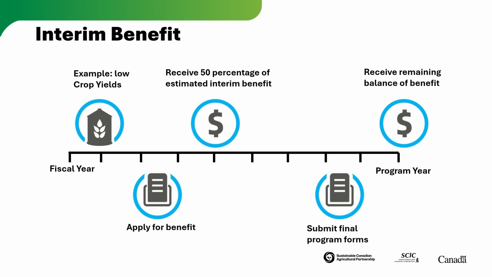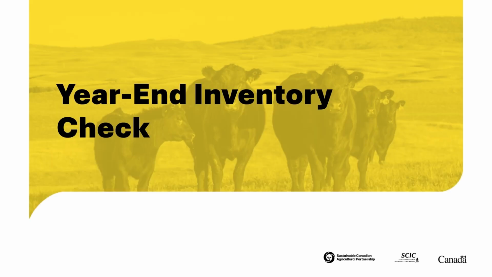And just remember, the interim is based on estimated amounts, so at times it can result in an overpayment once your final benefit is calculated. So just note any overpayment must be repaid by the participant. Now we're going to show you some tools, worksheets and guides that you can use to assist with completing the program forms.